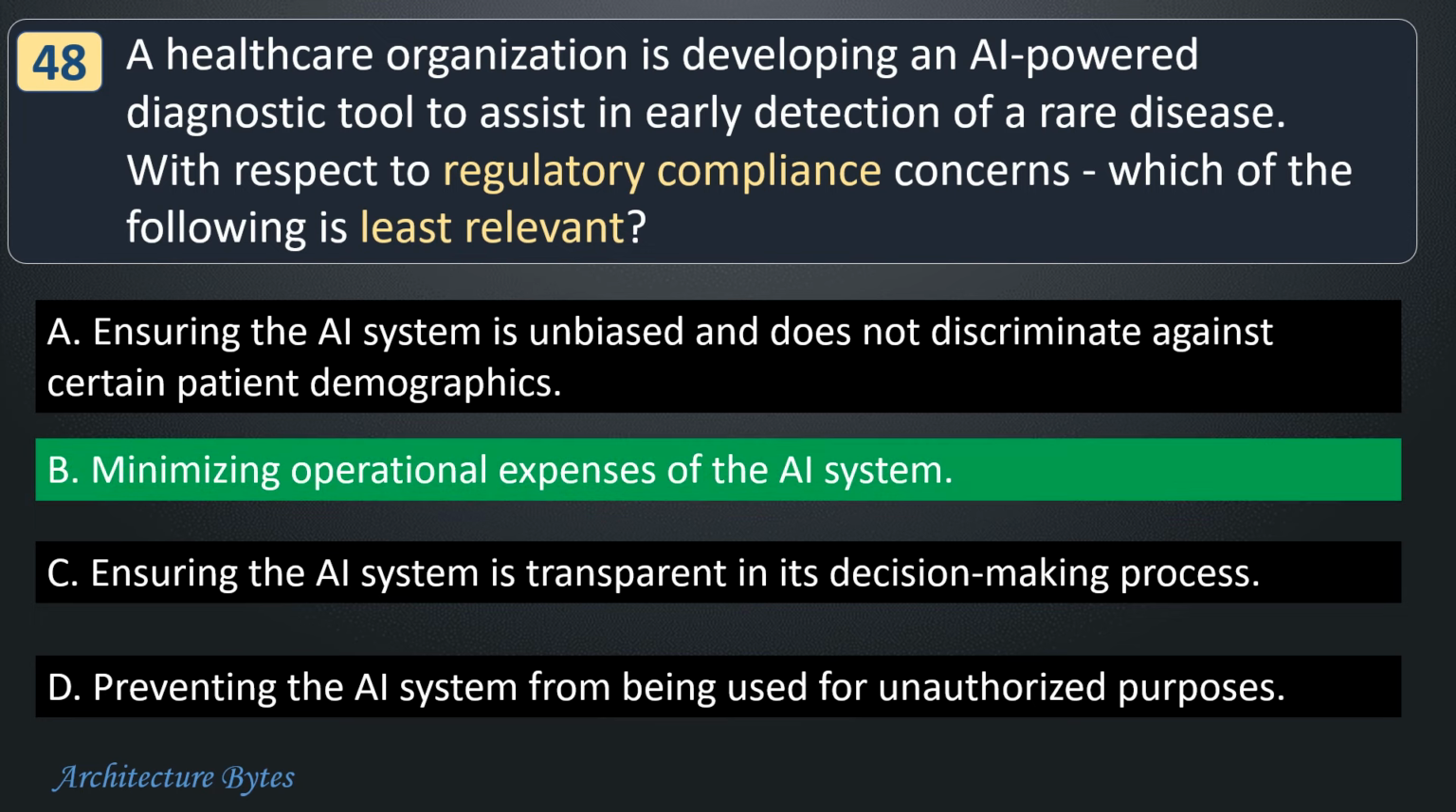Option B, minimizing operational expenses of the AI system, is the right answer here. Regulatory compliance in healthcare, especially for diagnostic tools, focuses on factors like unbiased decision-making, transparency, and security, while minimizing operational expenses is important for overall efficiency. It is less relevant to regulatory compliance compared to other options.